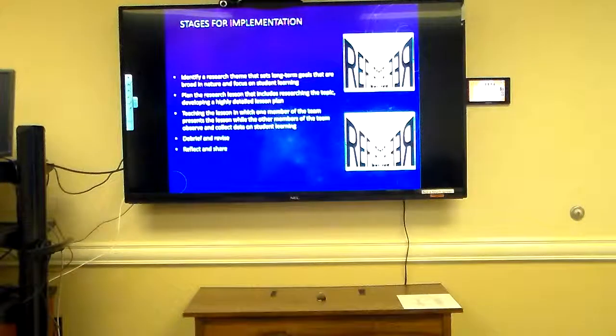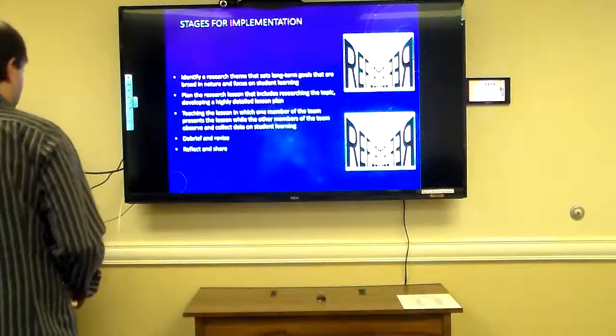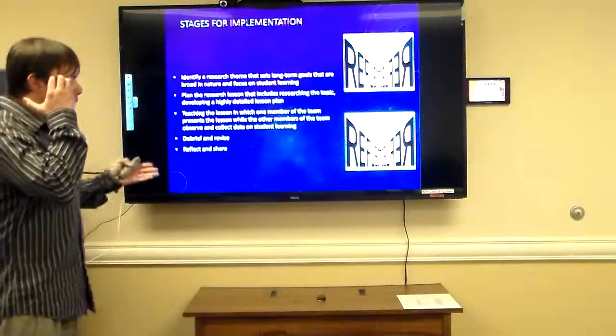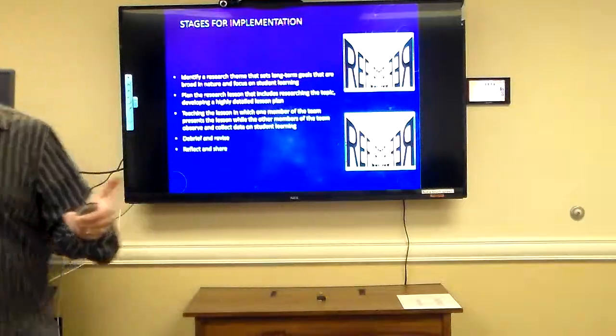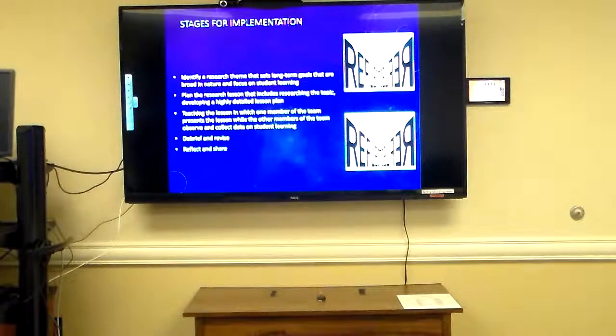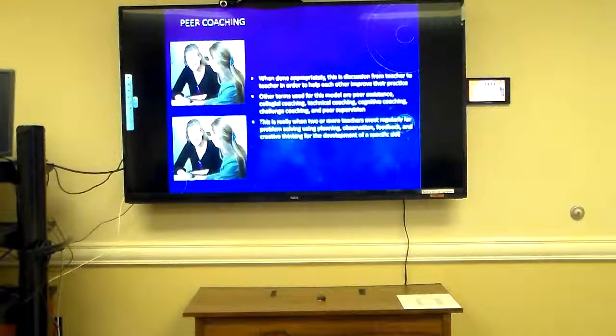So you get a theme of what the lesson plan should look like. Are we looking at instructional improvement? Are we looking at long-term strategies to implement Bloom's taxonomy? Is there a detailed lesson plan that goes along with it? Does one member present the lesson while others are observing and collecting data? What does it look like? What should the procedure be? Should they be filmed? Should they not be filmed? Should they be audio recorded? Who does that impact? What does that look like? Then you obviously debrief and revise, reflect and share, and you present it to your faculty and staff.